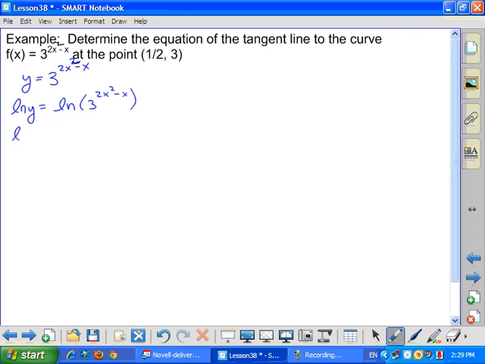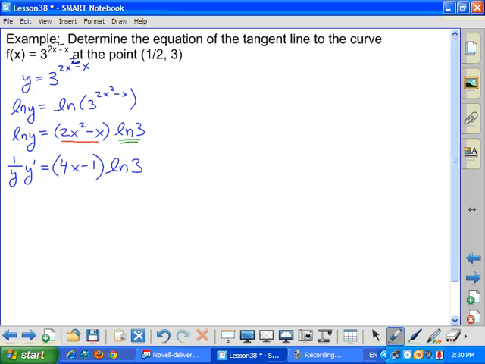So remember that exponent becomes a coefficient. So 2x squared minus x comes out front, ln 3. Now that ln 3, that's just a number. It's just a coefficient. So we really only have to take the derivative of that expression there. So when we do take the derivative, 1 over y times y prime, we'll end up with 4x minus 1 in brackets, ln 3. Multiplying both sides by y and replacing at the same time 3 to the exponent 2x squared minus x, multiplied by 4x minus 1 multiplied by ln 3 is what we end up with.